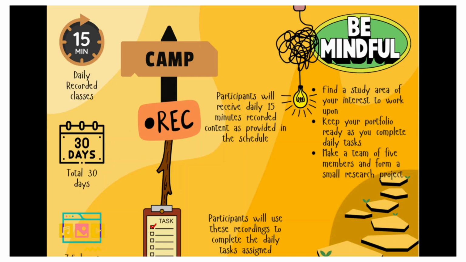Next, you have to make a team of at least 5 members who will work upon a small research project that you together will be forming. The research problem will be formed by yourself, by your team, and you will be working on this, which will also be submitted at the end of this GIS camp to receive a participation certificate. Good luck.